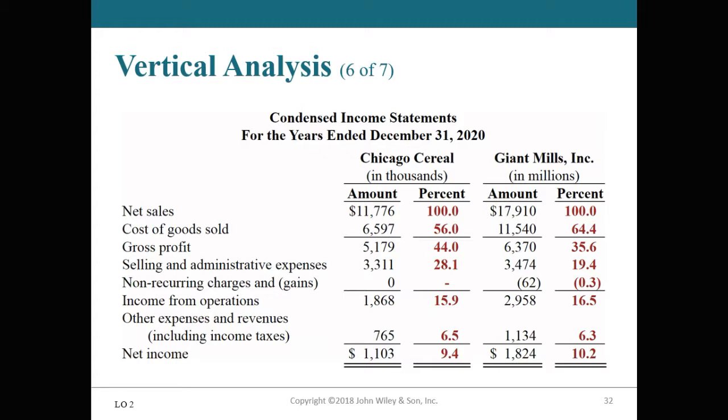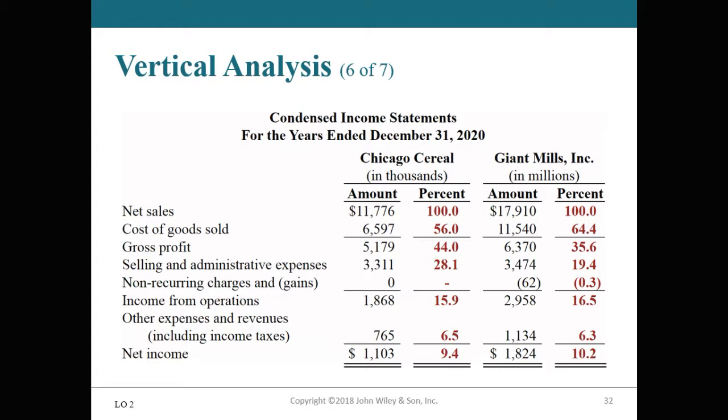Here we have, again, the condensed income statement. You continue to provide that same logic. Net sales is your base amount. What is your cost of goods sold compared to your net sales? And we can do this, as I said, company to company. So in this case, we're comparing Chicago Cereal to Giant Mills. So Chicago Cereal's cost of goods sold is only 56%, whereas Giant Mills is 64.4%.